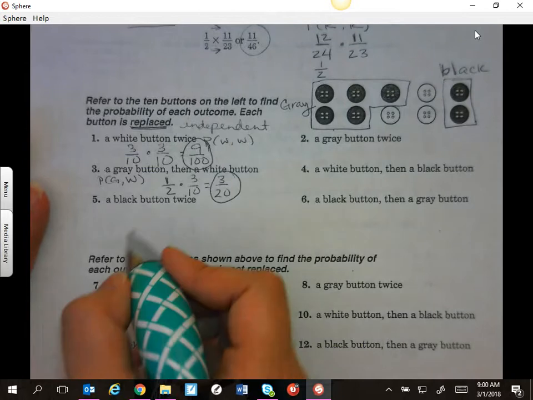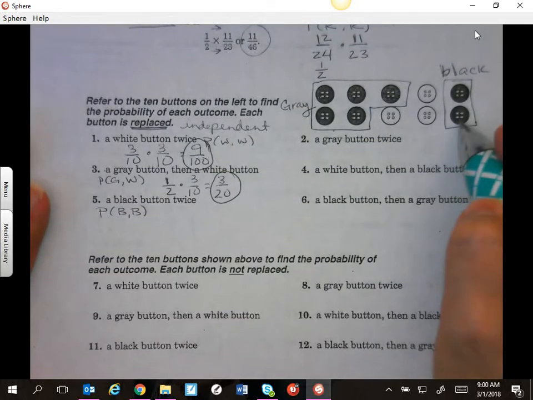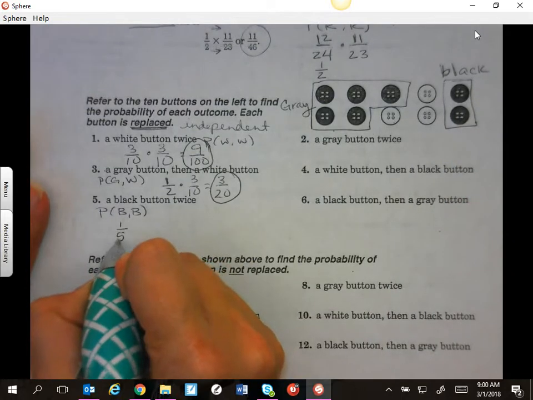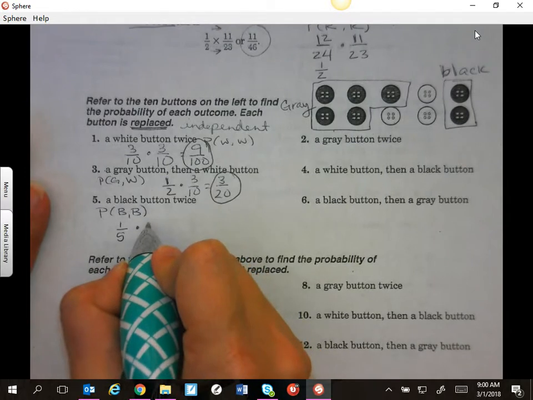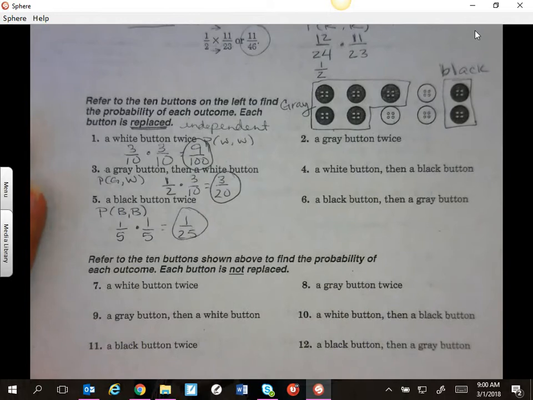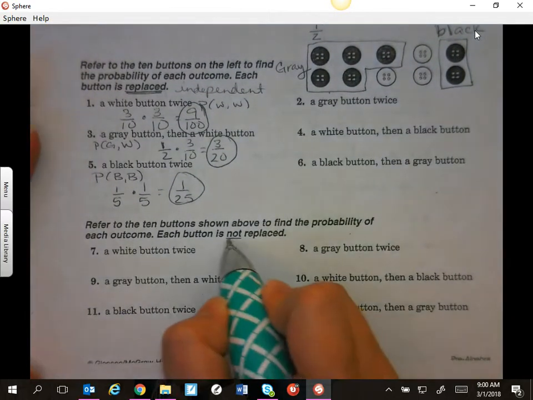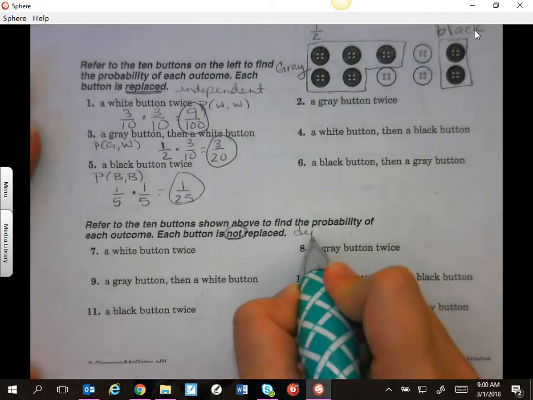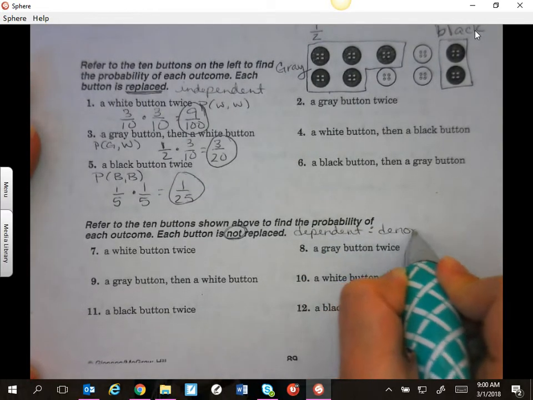We'll try a black button twice. So we have 2 out of 10, which we know is 1/5. Even if we drew one, we put it back, so there's still 2 out of 10, 1/5. So 1 in 25 times. And that is with replacement. That is independent events. Now, if we're looking at these same 10 buttons, but now we are not replacing it, this is dependent. And remember, that means that the denominator changes.